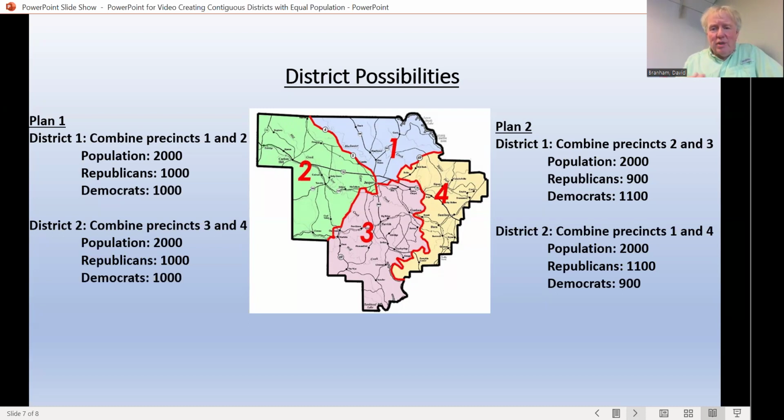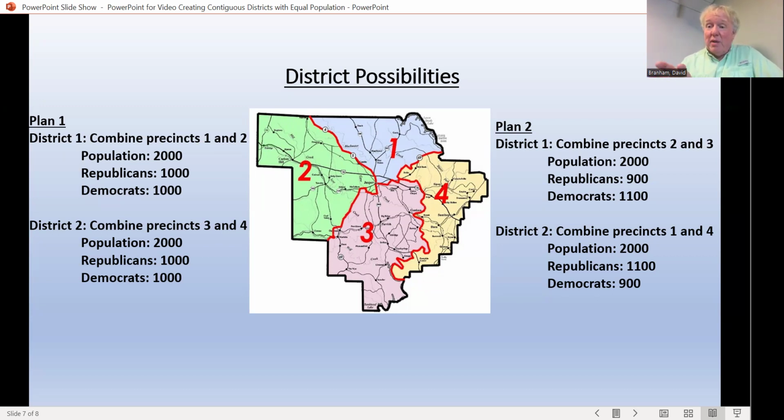Plan 2, we can do this instead. We can combine precincts 2 and 3 and create a population of 2,000. And then in the second district, combine precincts 1 and 4. So this will allow us to still have 2,000 in each district. But in this case, District 1 will have a majority of Democrats by 200 Democrats. District 2 will have a majority of Republicans by 200 Republicans. So in that case, we would have some less competitive elections.